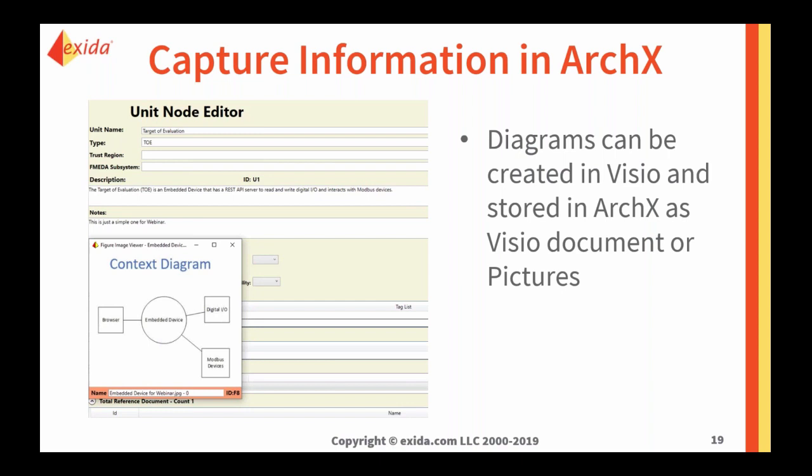We can pull this in from various figures or Visio diagrams and attach them to the particular nodes so that when we create reports later, we'll be able to include these diagrams in the reports so that they can be used for analysis later. So you'll see what we've done is we have a unit name, which is our target of evaluation. We've put in a description, which is the embedded device with the REST API. And some notes are, this is just a simple example for the webinar. Okay, next.